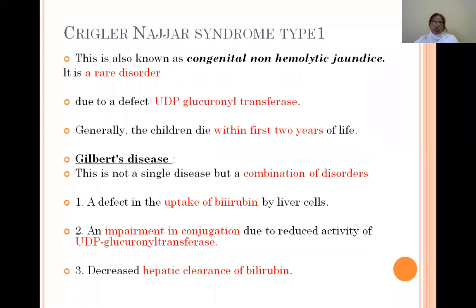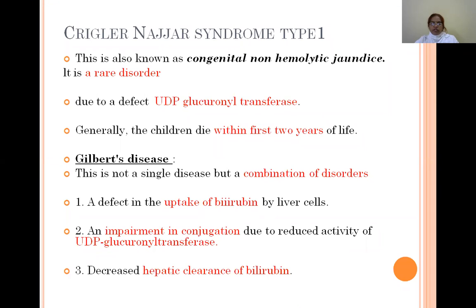Now see Crigler-Najjar syndrome type 1. This is also known as congenital non-hemolytic jaundice. If you have a question on congenital non-hemolytic jaundice, you should write about Crigler-Najjar syndrome type 1. It is a rare disorder, mainly due to the deficiency of UDP glucuronide transferase. Children die within the first 2 years of life.